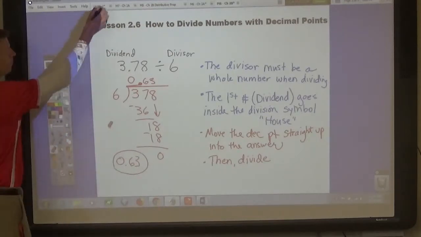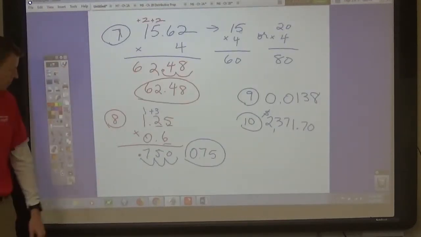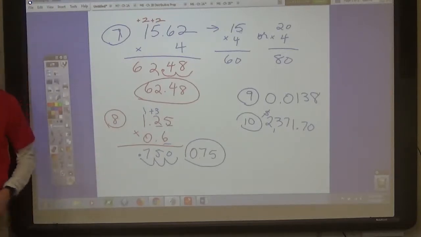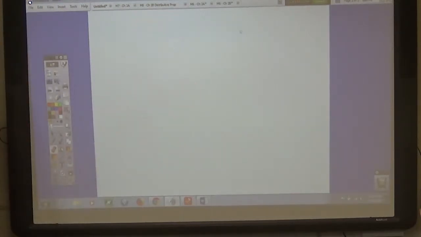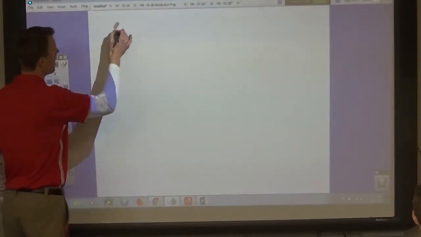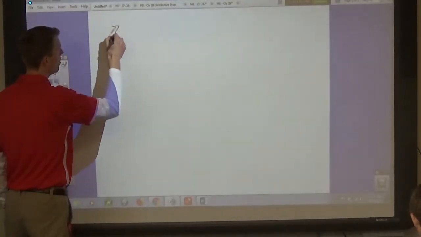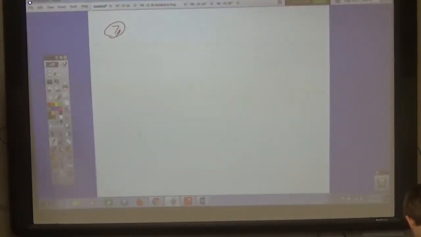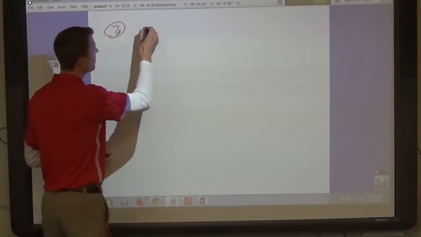Let's do another one. Go to your book. Let's see. Turn to page 62. Let's start doing some dividing. First of all, number 7. It says estimate and then find the quotient. So we're starting with 22.8 divided by 6.